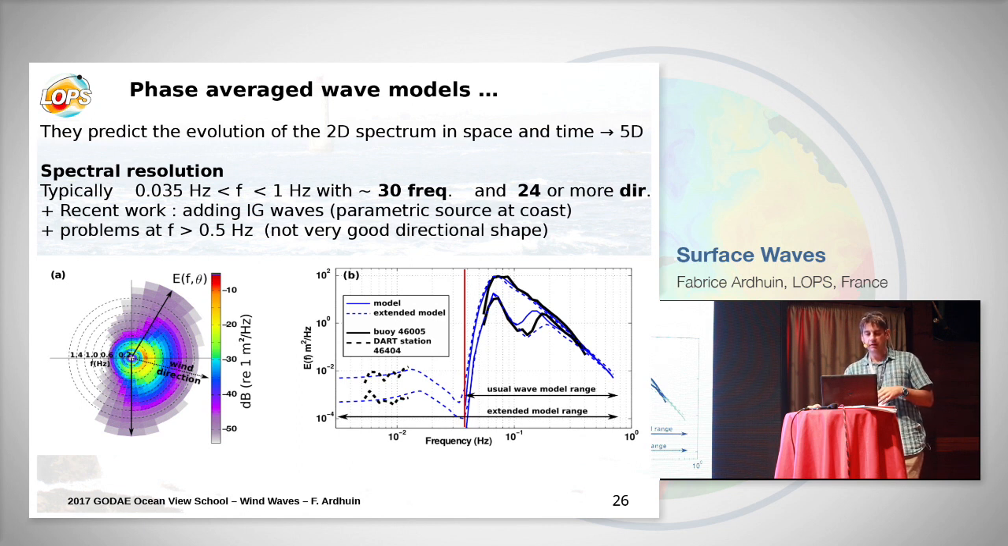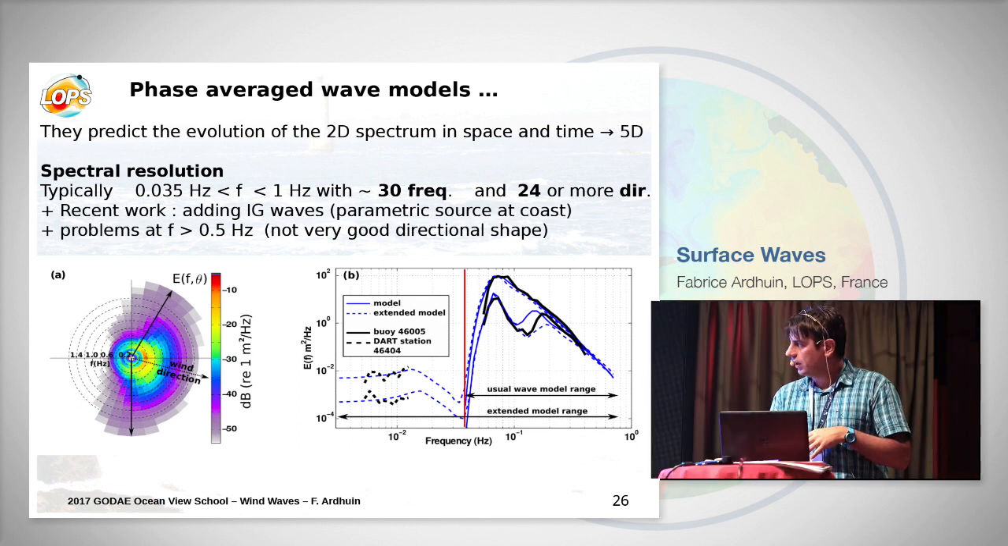Recently, I've been playing with adding very low frequency waves into the wave model. I've been adding like 20 more frequencies going to 300 seconds in that range. It's kind of fun, but it's very expensive, so it's only for research so far. Maybe we will run that operationally for SWOT to give some flagging for infragravity waves on the SWOT altimetry data. So we're predicting the shape of these spectra and evolving that in time.